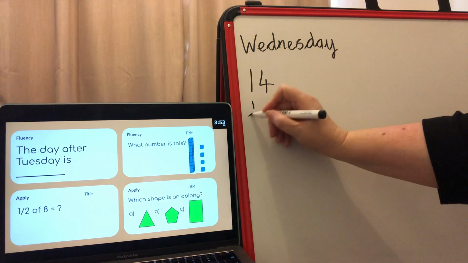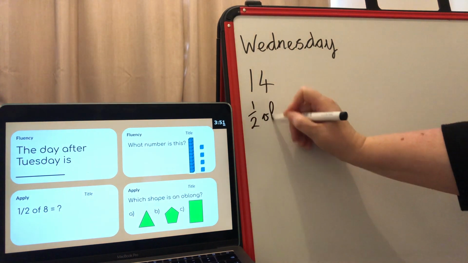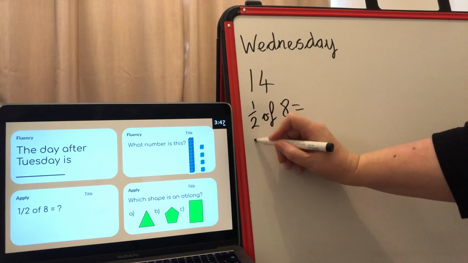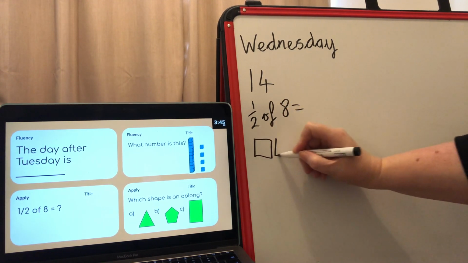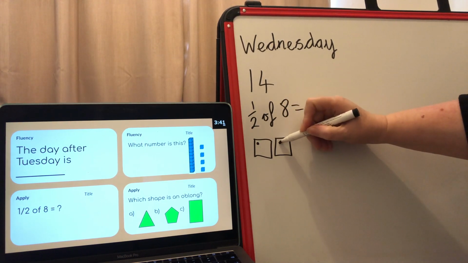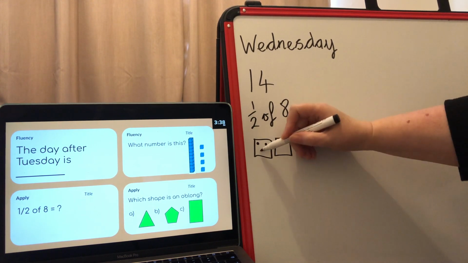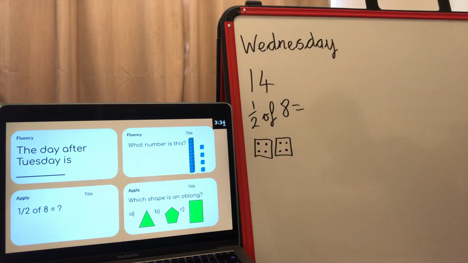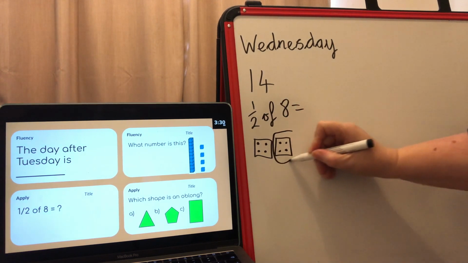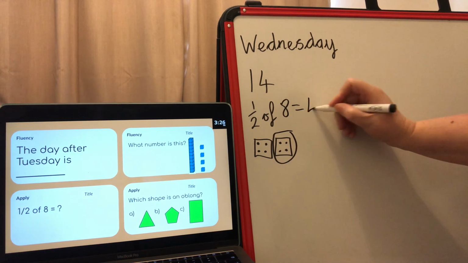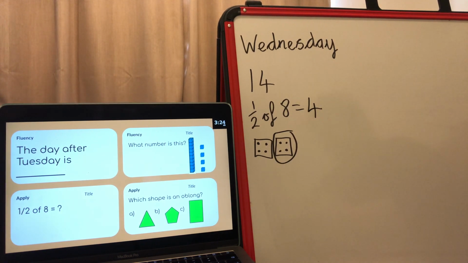1/2 of 8. Remember, half is one of 2 equal parts, so I'm going to draw my 2 parts with boxes. Share my 8 dots. 1, 2, 3, 4, 5, 6, 7, 8. Look at the top of the fraction again. The numerator is 1, so I'm just going to count the dots in one of those parts. 1, 2, 3, 4. 1/2 of 8 is 4.